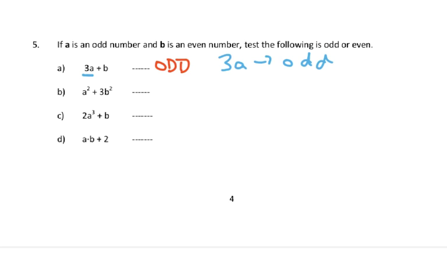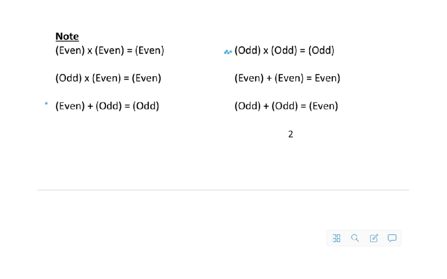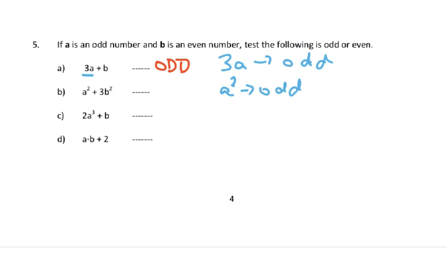Okay, so A squared, well, A is an odd number, so let's think of an example. Let's say 3 squared, well, that's 9, so that's also odd. So if we multiply an odd number by an odd number, that's the same result as up here. We knew that it was going to be odd.